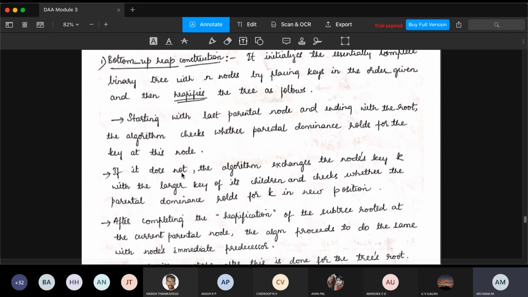Now, if it doesn't match the parental dominance, what do we have to do? We have to swap them. That is, the algorithm exchanges the node key with the larger key of its children and checks whether the parental dominance holds for the key in the new position. You keep inserting nodes and construct the tree. After constructing the tree, see that the parent is greater than the child. If it is not greater, swap it. That swapping, whatever we do, is known as heapification.